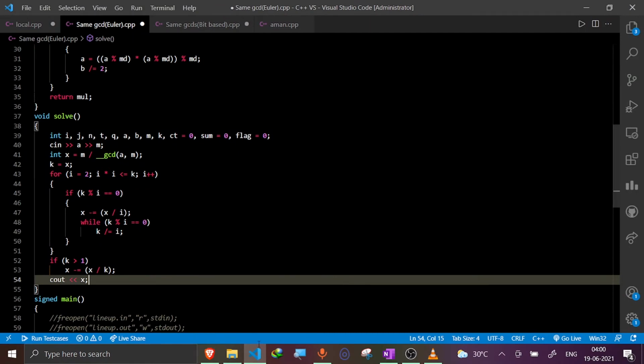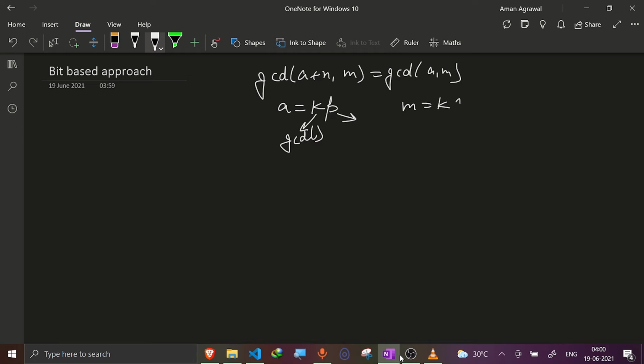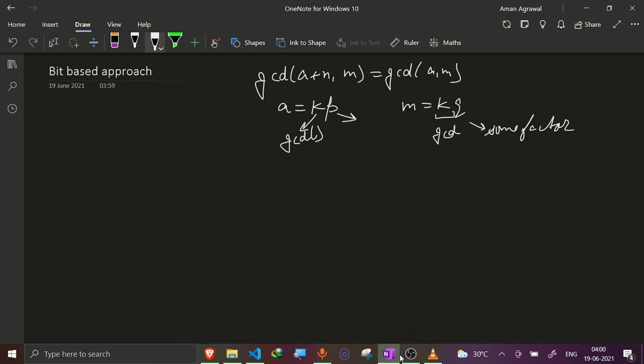So now let me show you the bit based approach. For that, the initial condition was that GCD of a plus x comma m has to be equal to the GCD of a comma m. So now for this I'm taking a is equal to k into p, where p is some factor and k is the GCD. And m is equal to k into q, where k is the GCD and q is some factor. And now for this to be true, I need to have a plus x is equal to some k into r, a factor.